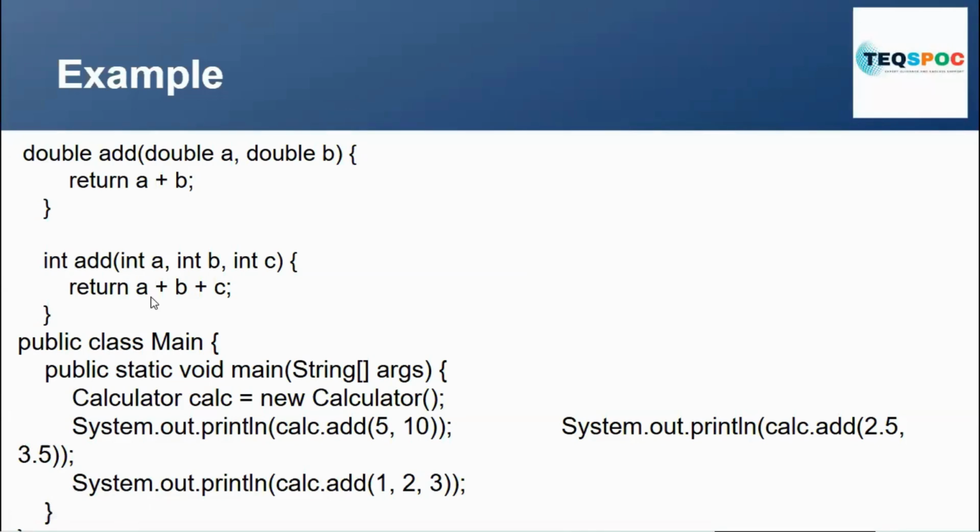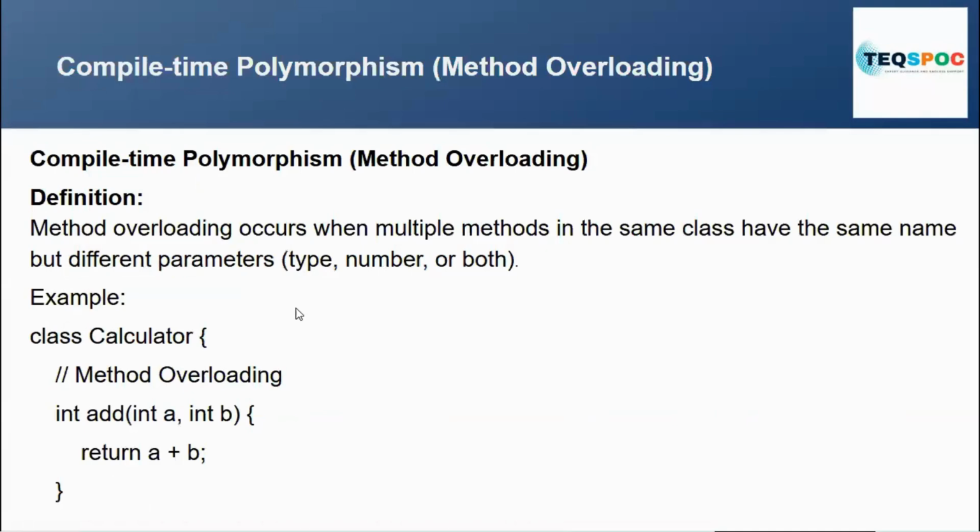Method overloading is a compile time polymorphism. If a method is overloaded, the compiler decides which method is to be executed by verifying the argument list at compile time. So it is also known as compile time polymorphism. This is basically method overloading.